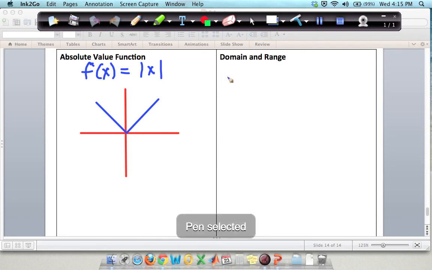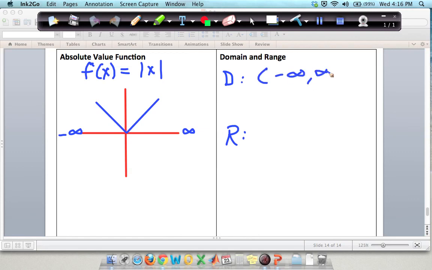Okay, so then our domain and range. This is actually very similar to the quadratic we did earlier. If you go across from negative infinity to infinity on the x-axis, every x value is used. So the domain is all real numbers. And then for the range, when you go across from negative infinity to infinity, you can see that you don't have any y values used until you get to 0, and then all these positive y values are used. So your range is y is greater than or equal to 0.